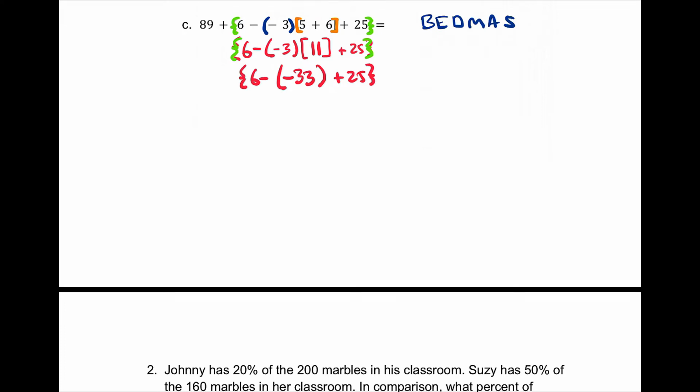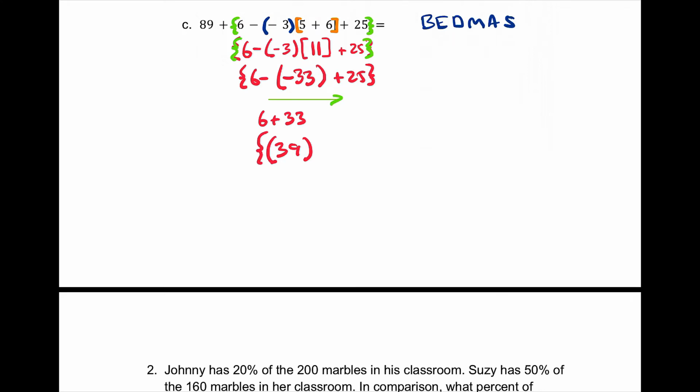Okay, so on these complex questions, it's just important to go slowly and step by step so that you don't make mistakes, especially at the beginning when you're learning. Okay, is there any more division and multiplication? No. So now I'm going to go to addition and subtraction, and again, I'm just going to go left to right. So I've got a 6 minus negative 33. So 6 minus negative 33 is the same as 6 plus 33, which is going to be 39. So again, I'll keep that in the brackets right there.